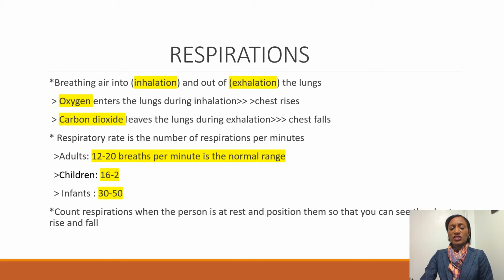You count respirations when the person is at rest and position them so that you can see when the chest rises and falls. And it is also a good habit not to necessarily let them know that you're actually counting respirations, because it can alter their breathing and then alter what the normal respirations are.